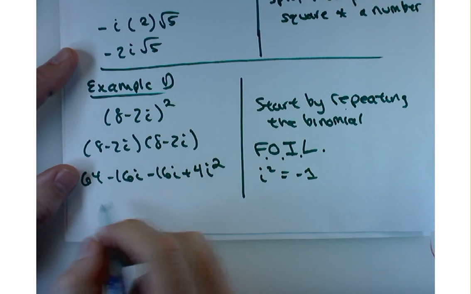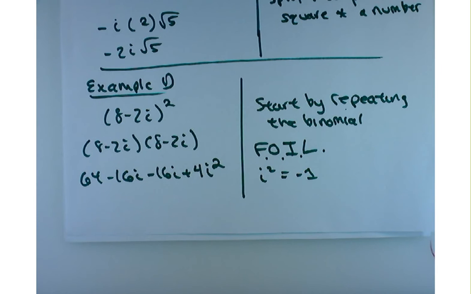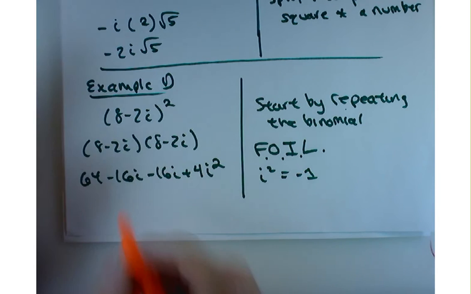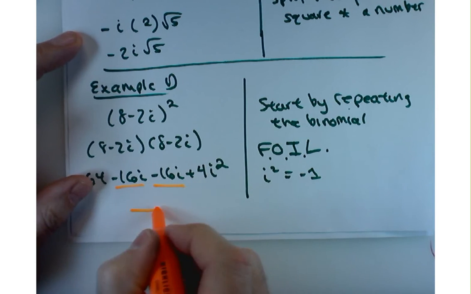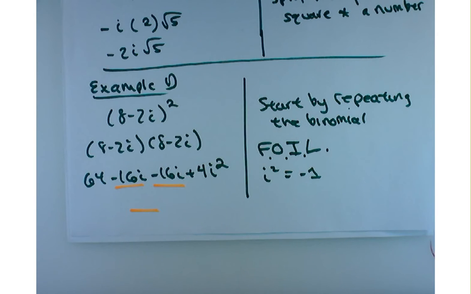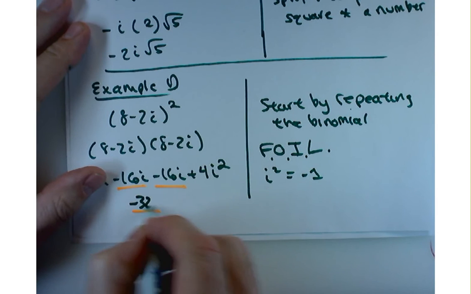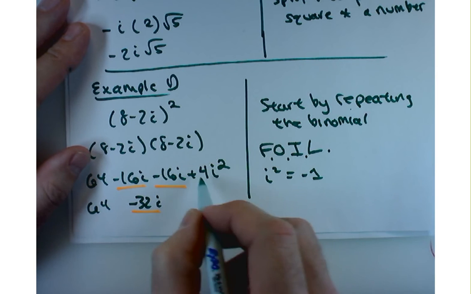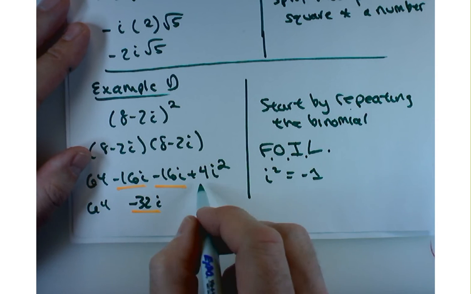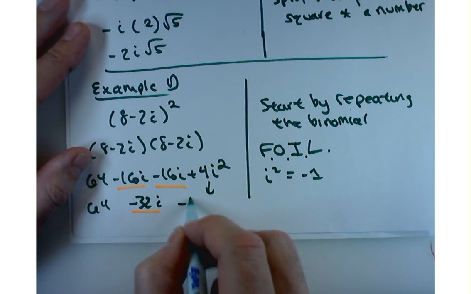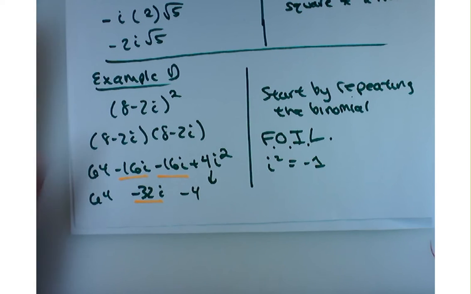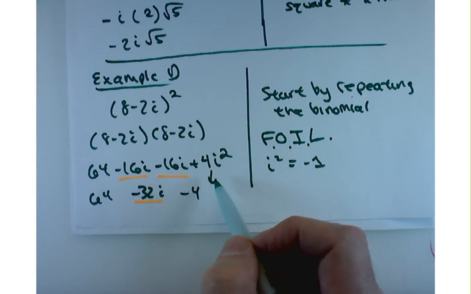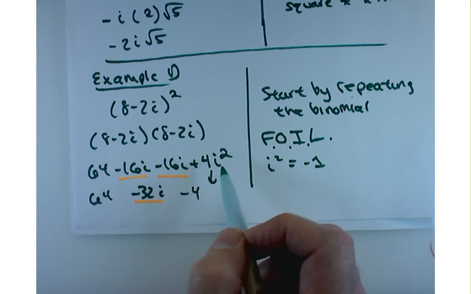So these two are like terms. There's the minus 16i and the minus 16i. Let's combine those to minus 32i. And then this is 64. i squared is negative 1, so this really becomes a minus 4, because it's negative 1 times 4. You could write it in 2 steps. I just like writing it in 1. Make sure you get rid of the i squared.